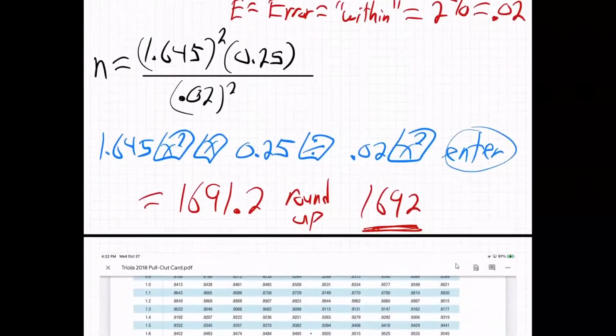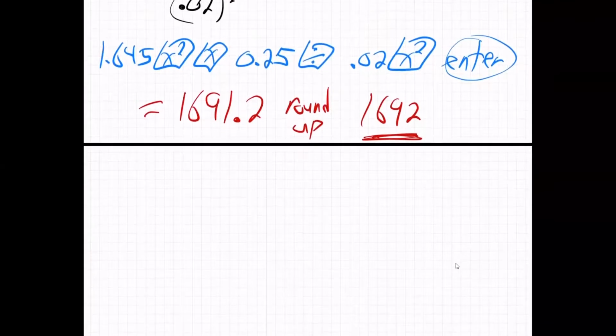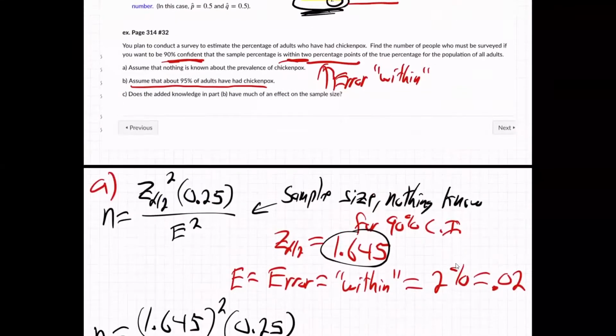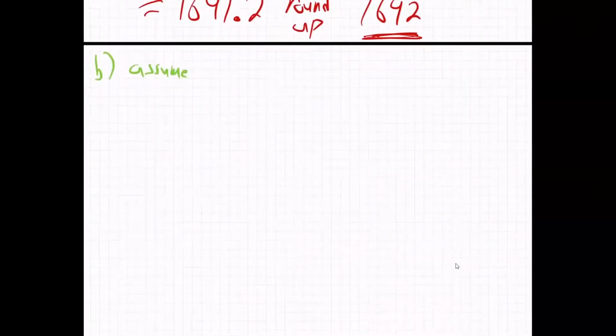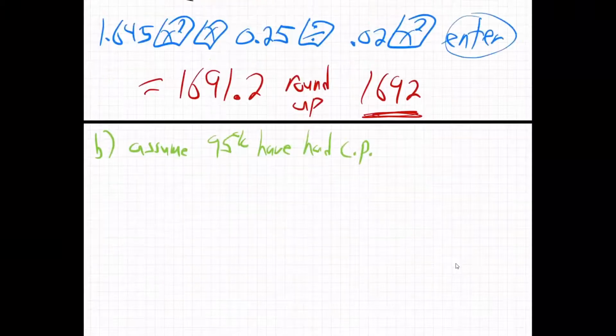Okay, so now for part B, it's going to basically be this. It'll be quick because it's the same thing, basically. So for part B, assume that 95% of adults have had chickenpox. Have had CP, chickenpox. Okay, so what does that mean?